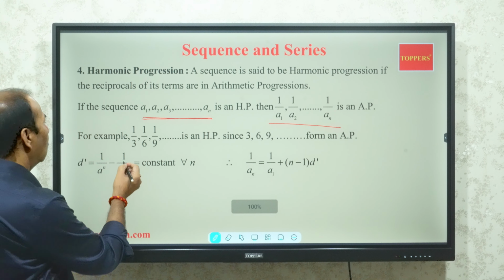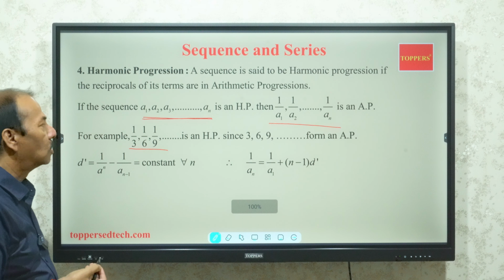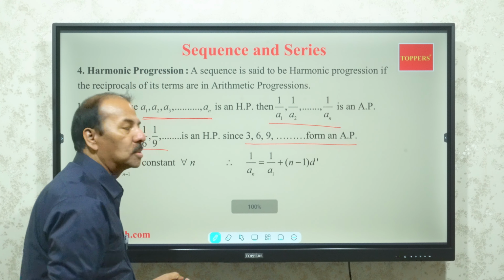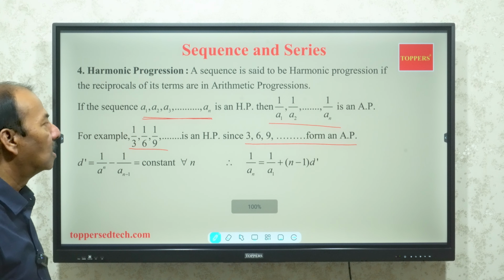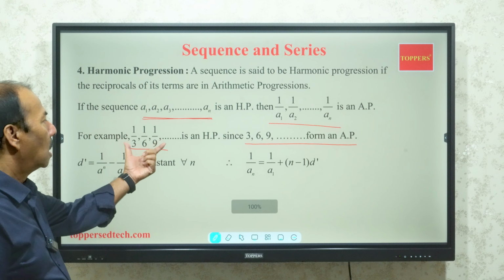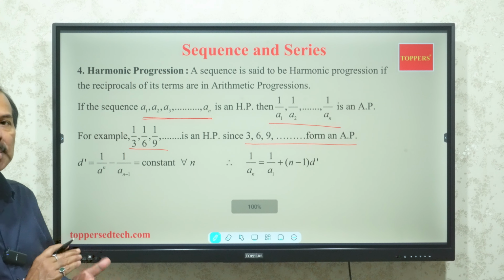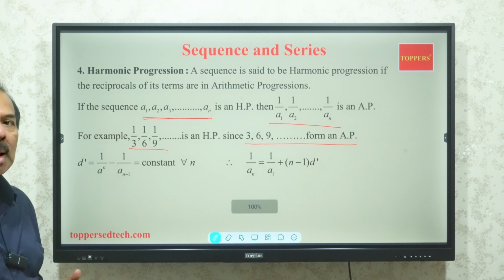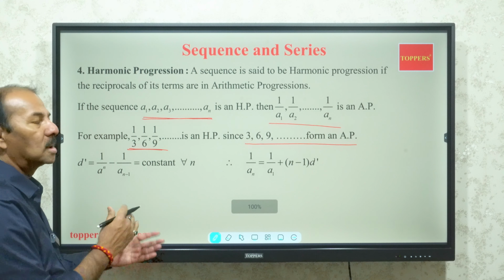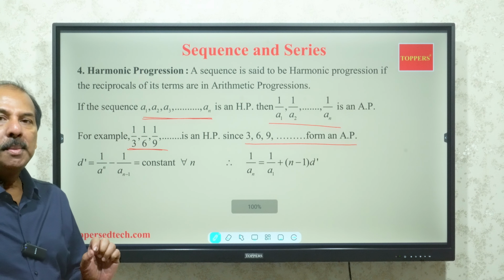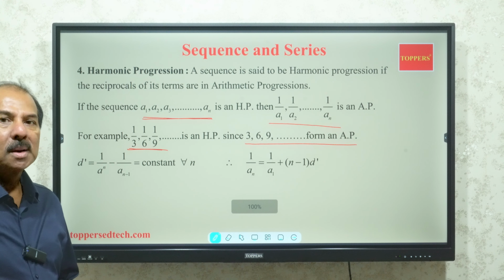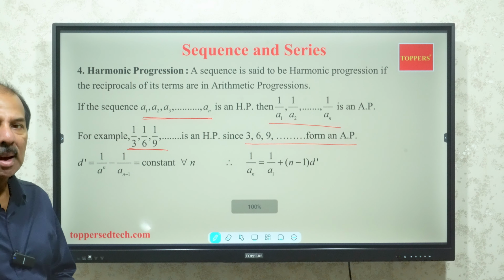So similarly you can take an example. Let us say 1 by 3, 1 by 6, 1 by 9, it is in HP. So obviously 3, 6, 9 will be in arithmetic progression, or vice versa. If 3, 6, 9 are in AP, then the reciprocal of that will be considered as the harmonic progression. Now just to calculate the nth term of the harmonic progression, we use the concept of the arithmetic progression. First we will convert this harmonic progression into arithmetic progression. We will calculate the nth term of that arithmetic progression. We will take the reciprocal of that term, and that becomes the nth term of the harmonic progression.